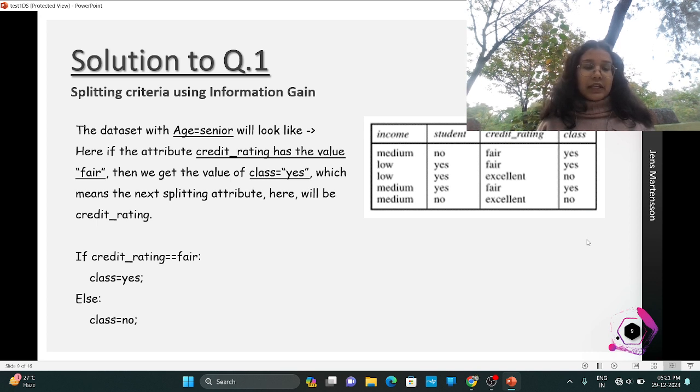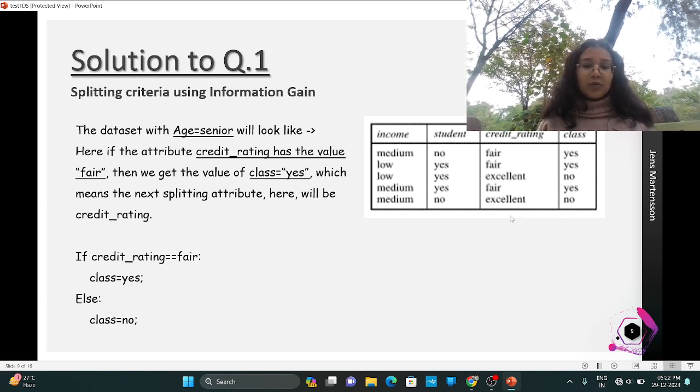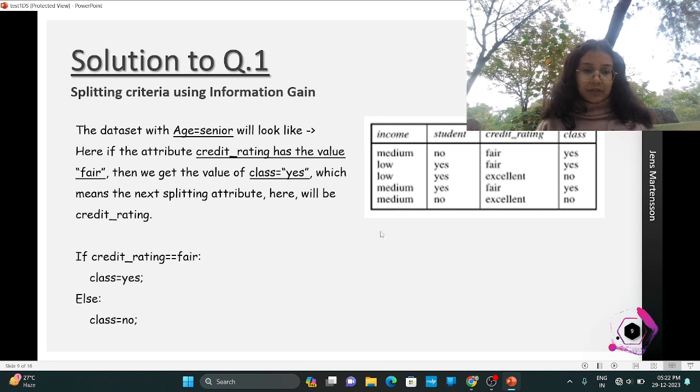The data set with age equals senior will look like this. This is the table. Here, if the attribute credit rating has the value fair, then we get the value of class equals yes, which means the next splitting attribute here will be credit rating. If credit rating equals fair, class equals yes, else class equals no.